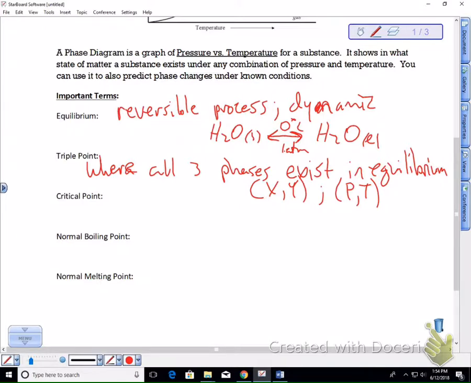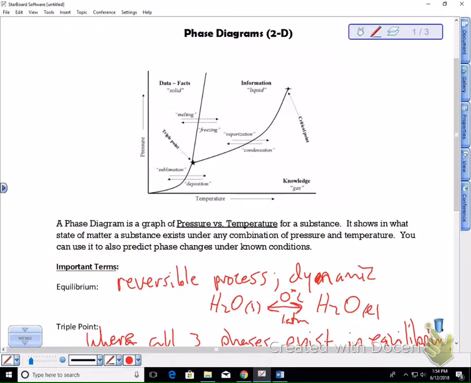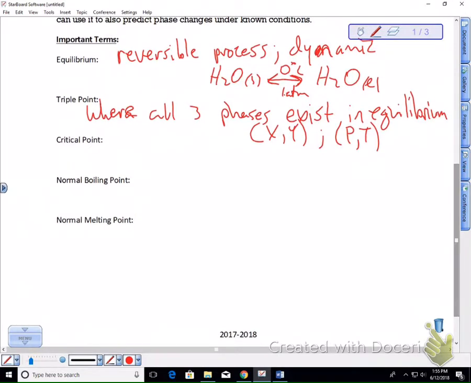Another important point on the phase diagram, let's go back up, and by the way, there's that triple point. It's where all three lines meet. Another important point is way up here. Notice that line actually ends. That's not an abbreviation. That wasn't an accident. That line actually does have an end point.